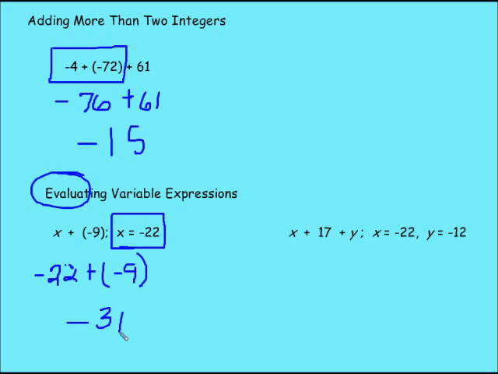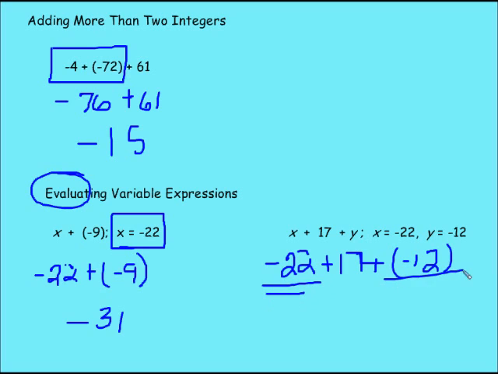This time we have x plus 17 plus y. First step, always go ahead and substitute. My x is going to be a negative 22. 17 was provided. Plus y. Y is a negative, so I'm putting my parentheses around there, a negative 12. Again, good practice is to combine like terms first.